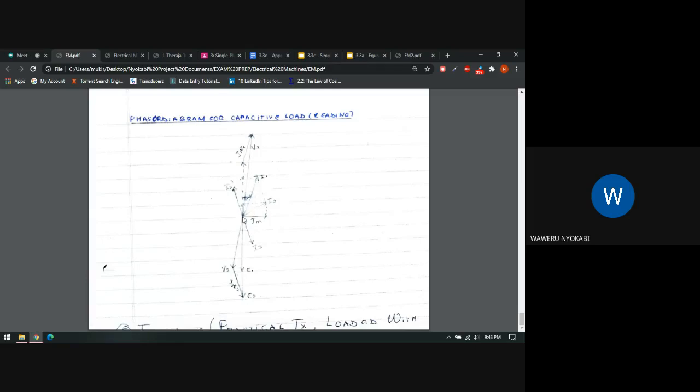Remember, we have now our I2. Remember, we have I2 prime, which is antiphase. And then in order to get I1, we did this before. It's the diagonal of this parallelogram. So the reason why we drew the V1 as a dotted line is because it's not actually here. Remember, it's now load dependent.